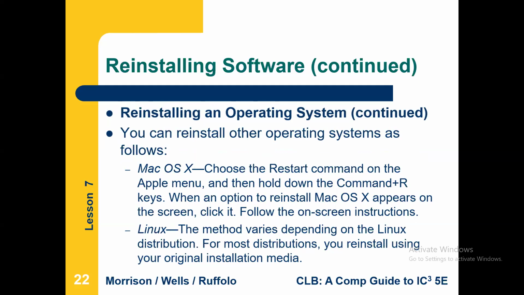So you can install other operating systems as follows. Those of you who are on Mac OS, if you want to reinstall an operating system, this is the process you go through. You choose the Restart command on the Apple menu. Then you hold down the Command plus R keys. When an option to reinstall Mac appears, you click on it and follow the instructions on your screen. Then for Linux, the method usually varies from distribution to distribution.